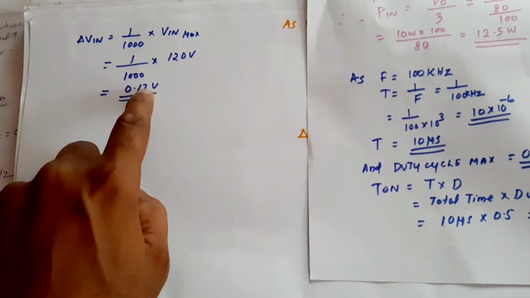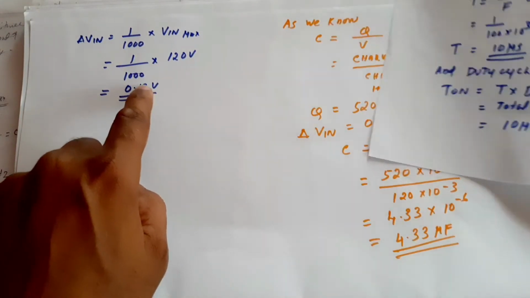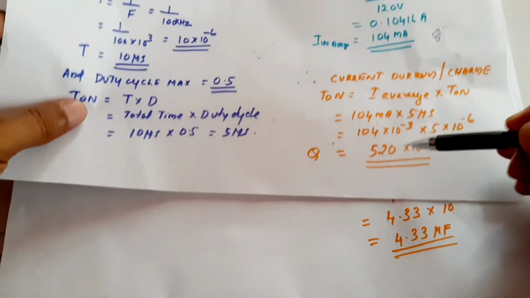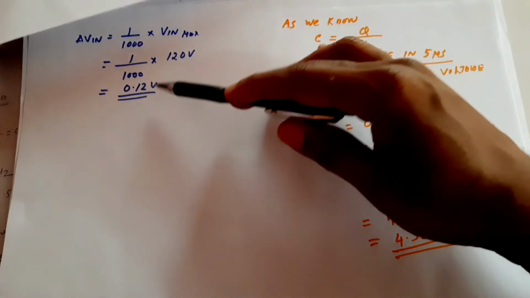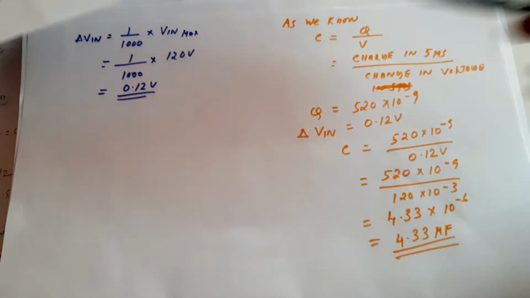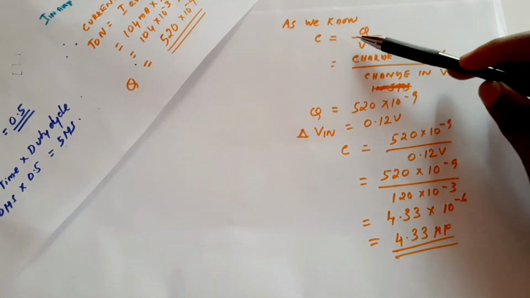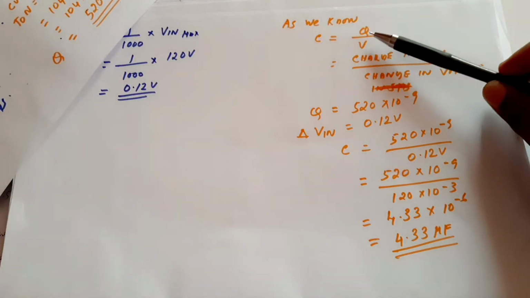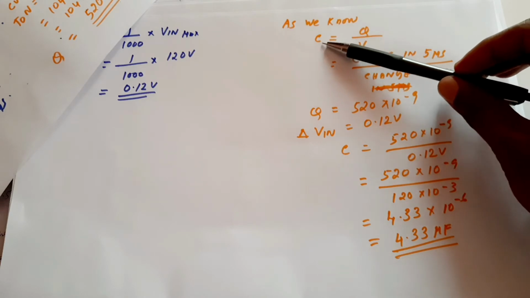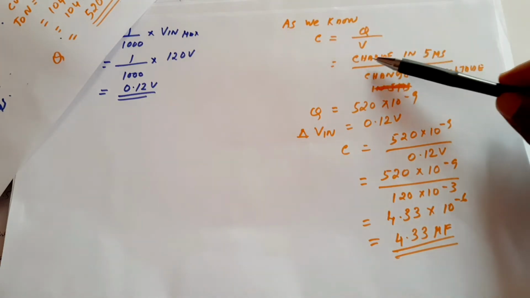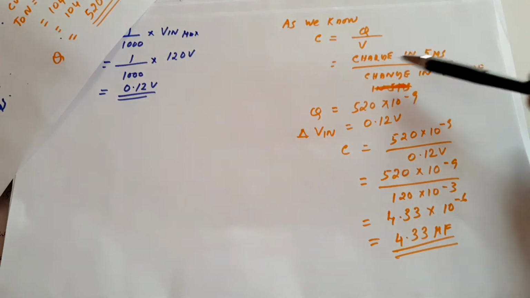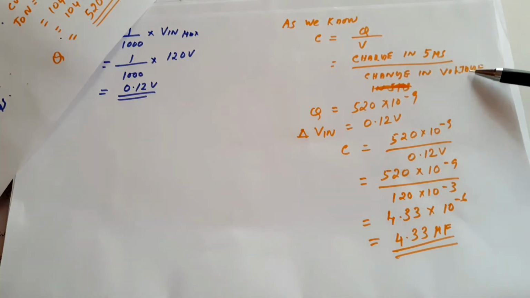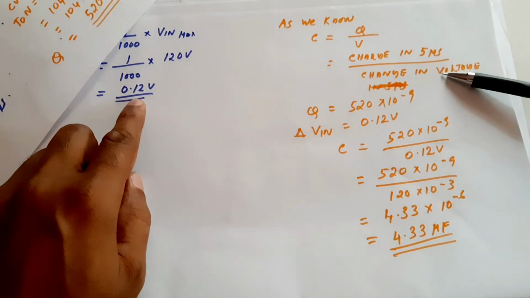It is 120 volt, and when this much charge flows out of the capacitor, the voltage will decrease only by this much. So we can now calculate the value of the capacitor. The value of the capacitor is given by Q by V. That means the charge that flows out in 5 microseconds divided by the change in voltage due to this flow of electrons.